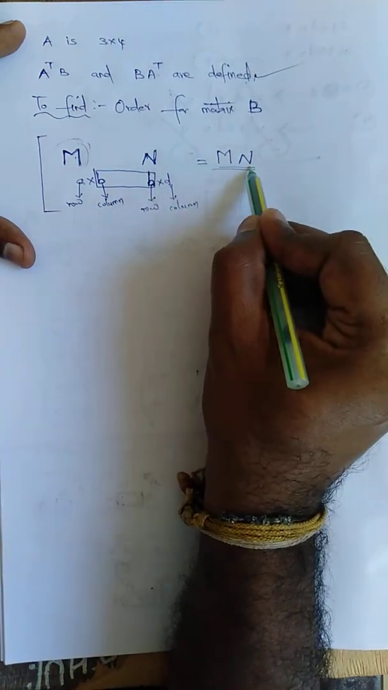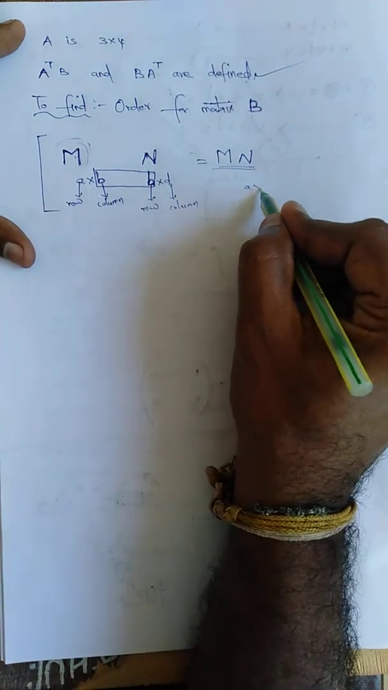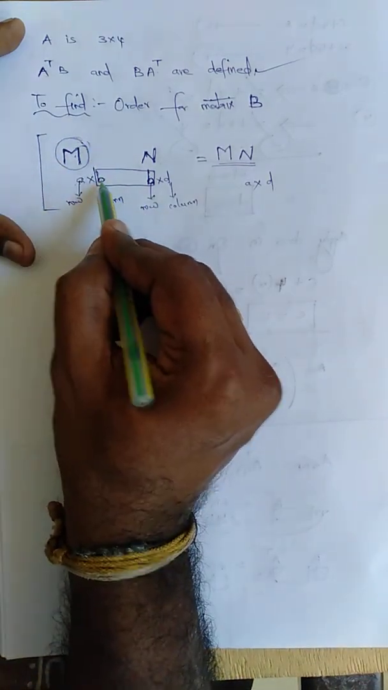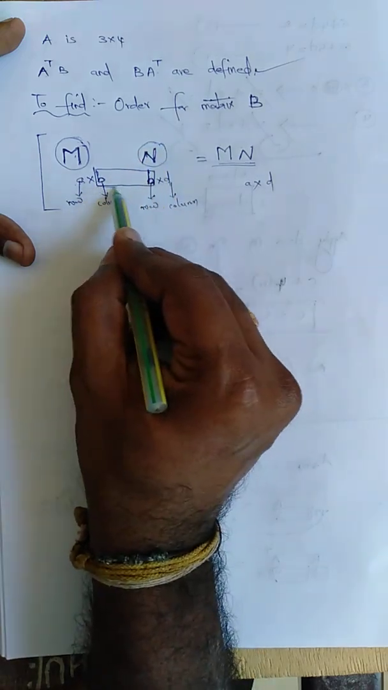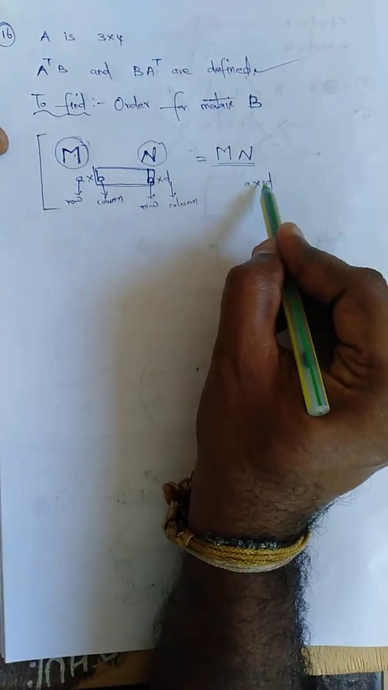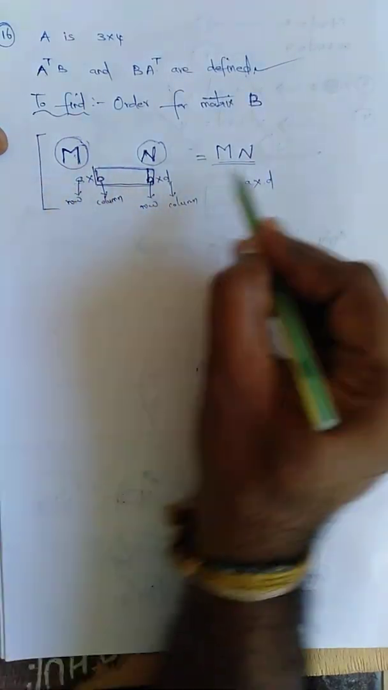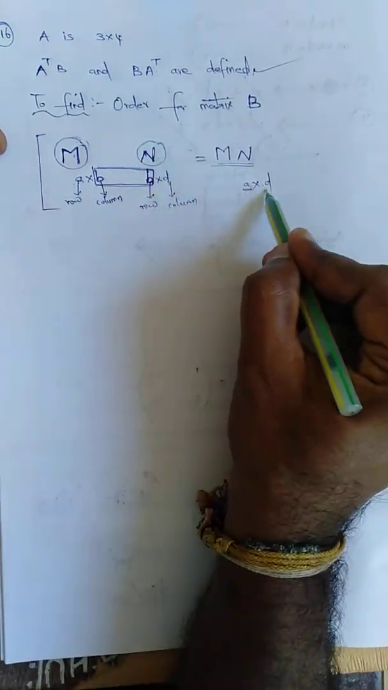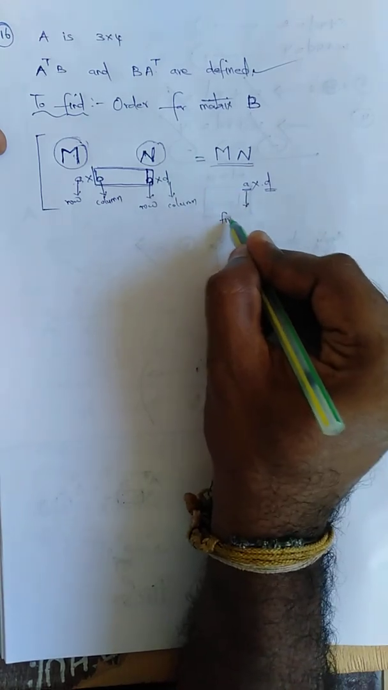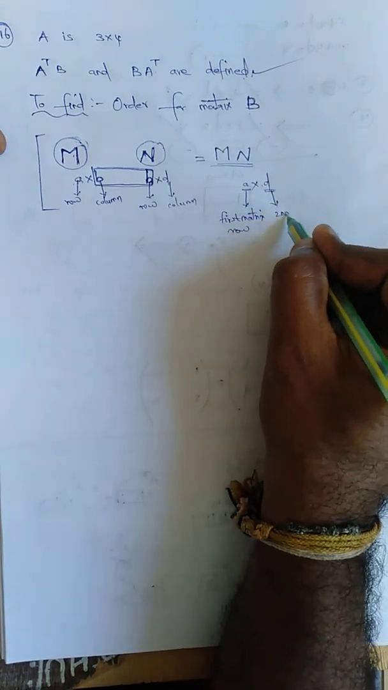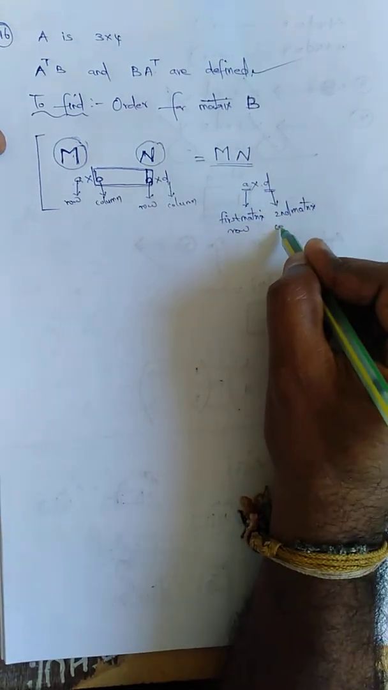Then what will be MN? That's nothing but A cross D. Listen very carefully: this is the first matrix column, and the second matrix row should be equal. First matrix column and second matrix row should be equal. The resultant matrix order is the first matrix row, which is A, and D is the second matrix column.